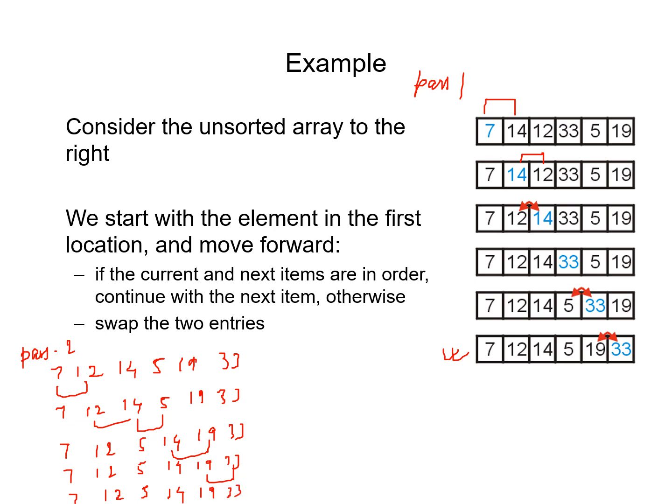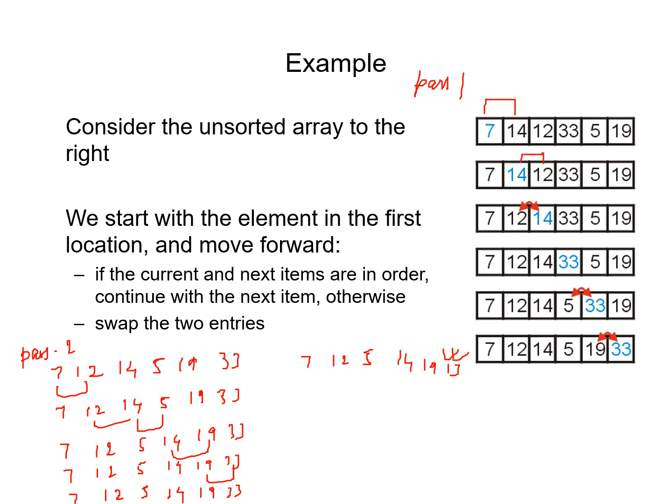Now coming to pass 3. After pass 2, my array elements are like 7, 12, 5, 14, 19 and 33. After pass 3 you will get some new array. Similarly, we go to pass 4 and pass 5. But this is the worst case.